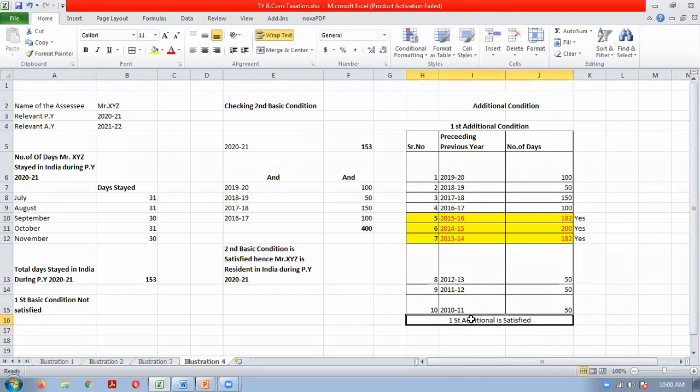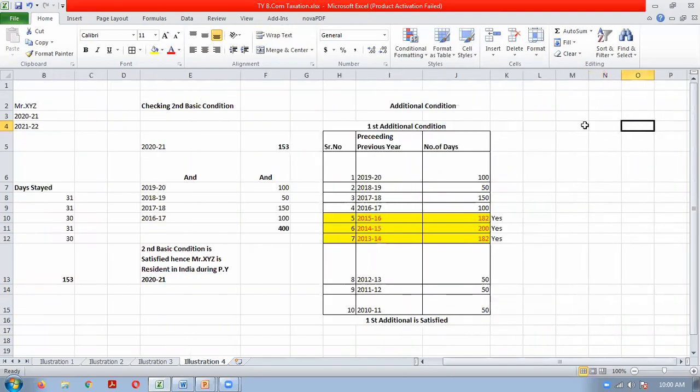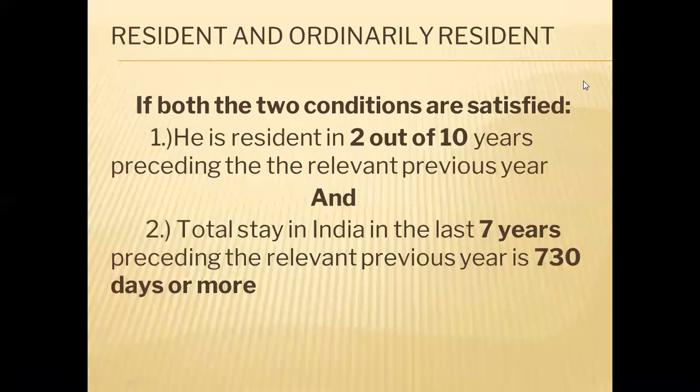Okay, so first additional condition is satisfied. Now we can go for the second additional condition. How will we check the second additional condition? For the second additional condition, read the condition first. For the second condition, we don't require 10-year data, we will require only 7-year data. Past 7-year data, first we will take that.